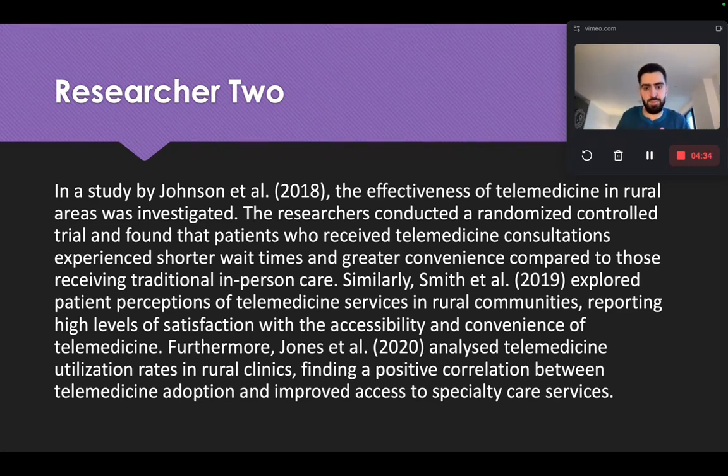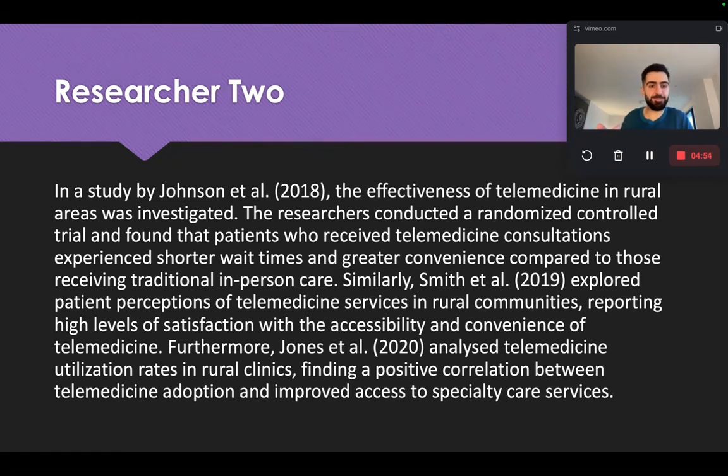In a nutshell, they have cited more than one study. So we have three studies here. They're talking about a study by Johnson et al. And then they go on to talk about Smith et al., how they explored also patient perspectives of telemedicine. And then there's something about Jones et al. So better than researcher one.